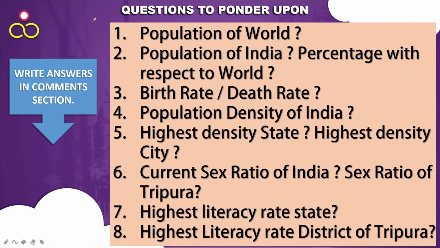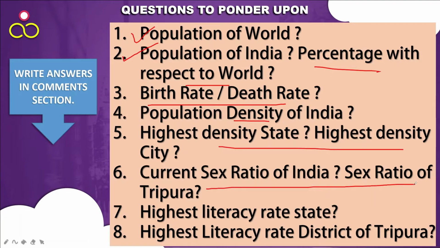Based on all these pointers, why don't you go check out the internet also and find out what's the current population of the world, population of India, and the percentage with respect to the world, the current birth rate and death rate, population density, highest density state, highest density city, current sex ratio of Tripura, highest literacy rate state, and highest literacy rate district of Tripura. Write their answers in the comment section below.